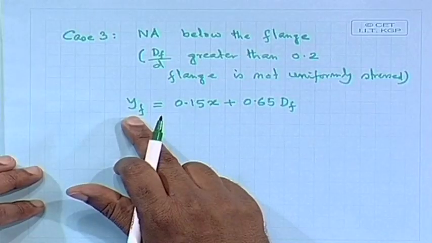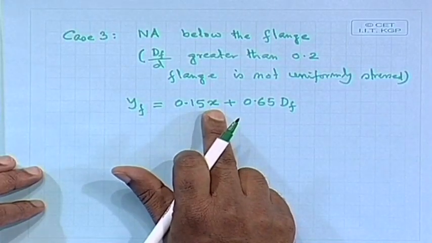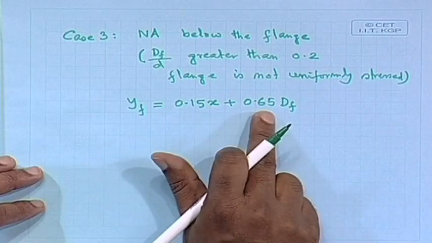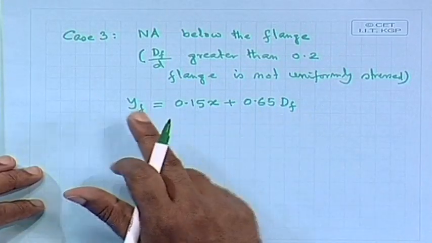We assume that portion is again uniformly stressed, so we can use case 2 again. We modify that DF with this YF. Actually, we are providing DF, but for your calculation we shall use YF equal to 0.15 x, the depth of the neutral axis, plus 0.65 DF. In place of DF we shall use this formula YF in the calculation. Okay, so let us solve one problem, then it will be clear.